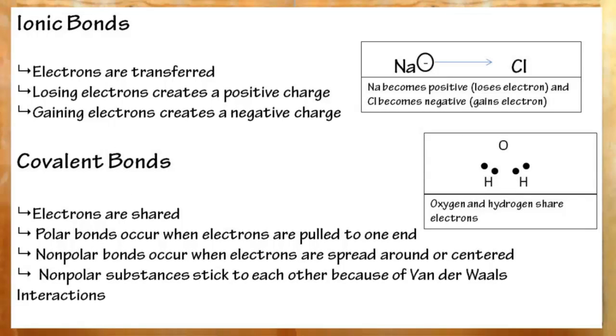Elements, however, are generally unstable by themselves. They'll form either ionic bonds, where electrons are transferred, or covalent bonds, where electrons are shared. In covalent bonds, you can check if they're polar or nonpolar by seeing if there's a negatively charged end where all the electrons are, and also a positively charged end where the electrons are away from. In nonpolar covalent bonds, the electrons are either grouped in the center or spread around the outside of the molecule. Nonpolar substances can stick to each other through van der Waals interactions.